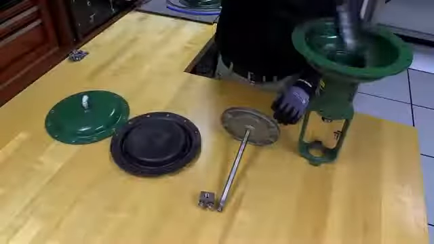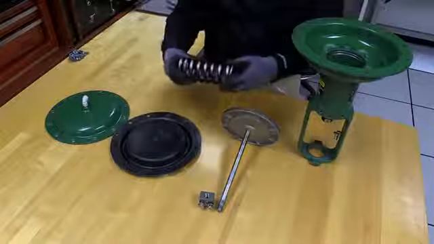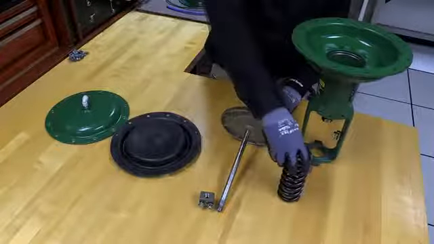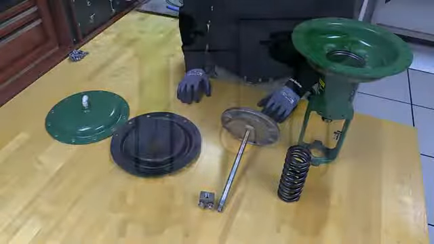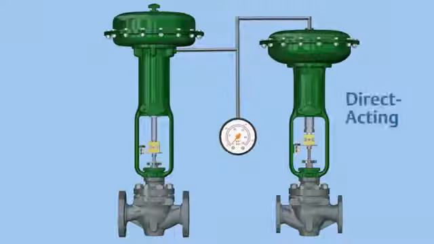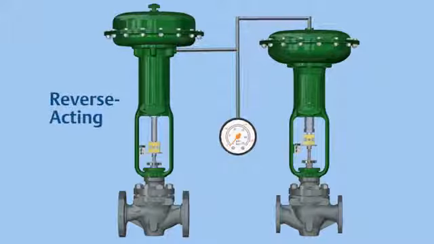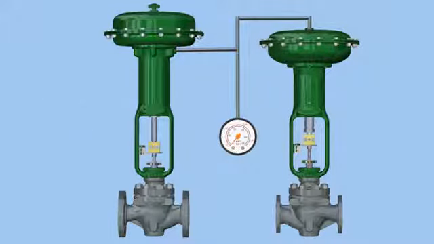The final component in this actuator is the spring, which provides an opposing force to the diaphragm and will also provide an inherent fail mode. The actuator here on the right is a direct acting actuator, which has the loading connection on the top of the diaphragm casing. The actuator on the left is reverse acting, which has the loading connection below the diaphragm casing.